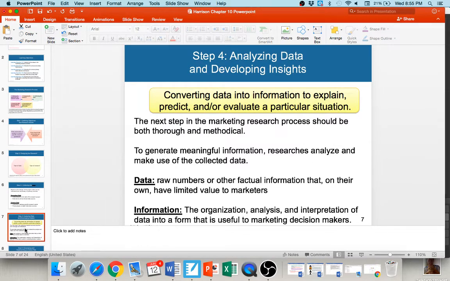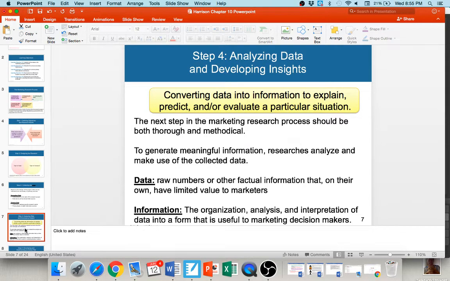So step four, now that you've collected your data, you need to go ahead and analyze and interpret that data and try to develop some insights. So this is a pretty thorough and very methodical process. And really, to generate meaningful information, you have to analyze and make use of all that data. And just to be clear, in this case, data is just referring to raw numbers and factual information that may or may not by itself have any value whatsoever to you as a marketer.